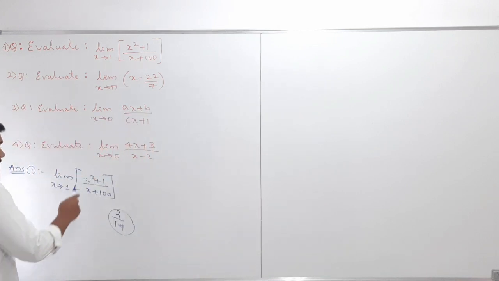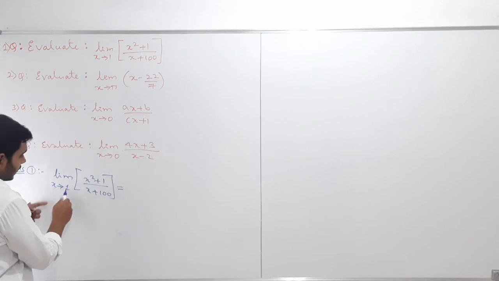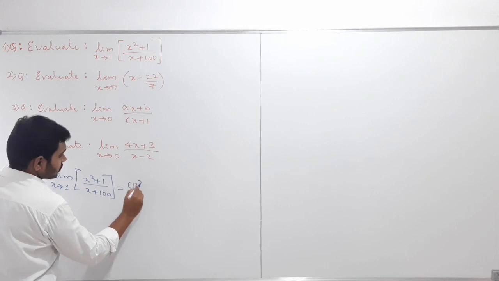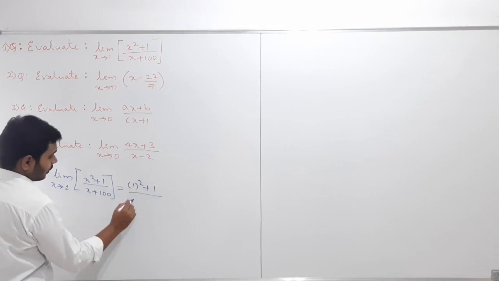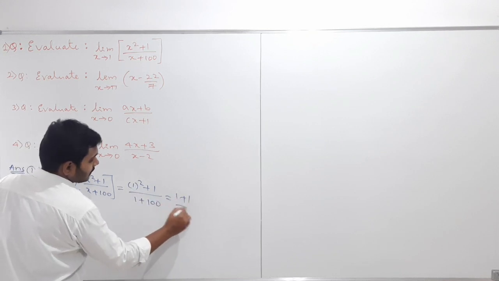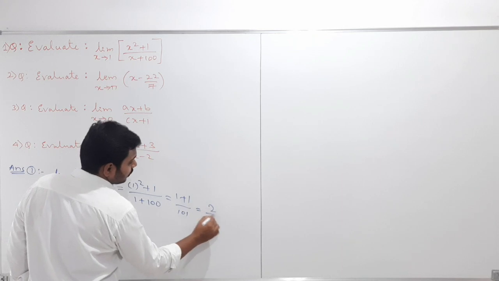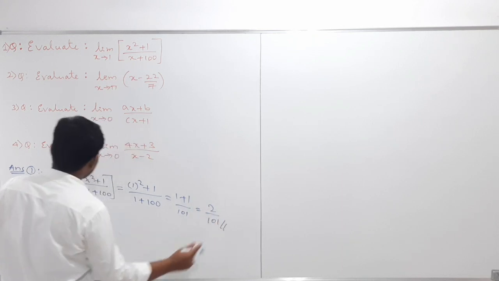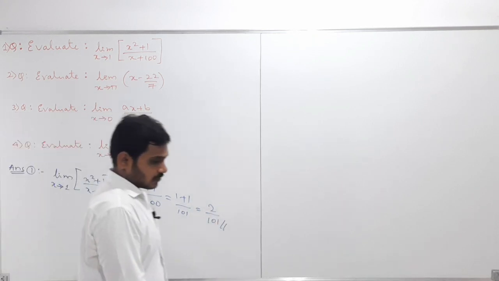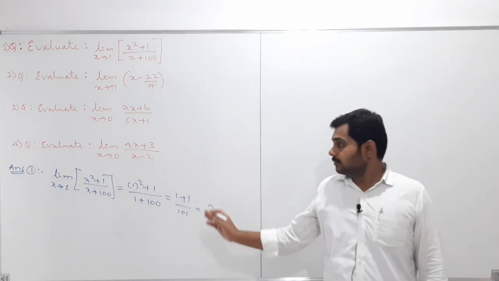So therefore, here x tends to 1. Put the x value as 1. So 1 square plus 1 whole divided by 1 plus 100. So 1 square is 1, plus 1, divided by 100 plus 1 is 101. So therefore 2 divided by 101 is the answer for this one. So please pause the video to note it down.